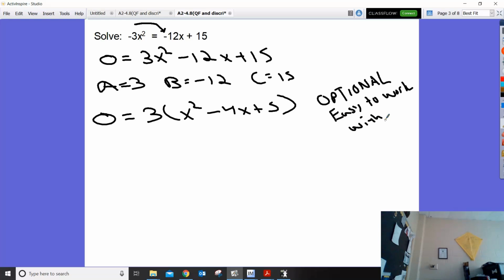Because now our A value is not 3, 8, 12, and 15. What's in front of that x squared? We get to use 1. What's B? Negative 4. And what's C? 5. You can use those numbers, which are much smaller. So take it from there and see if you can figure out what the answers are. You will have imaginary answers. Okay? This one does not have real answers.